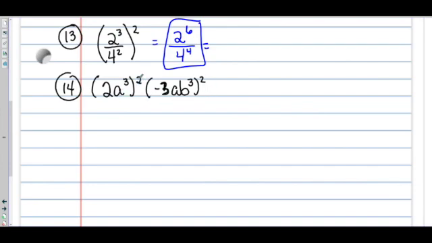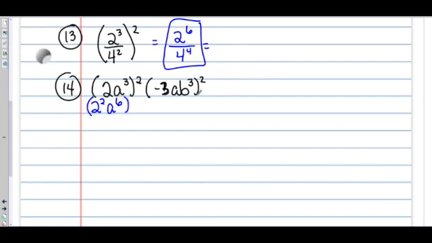Okay, so this exponent 2, remember that it belongs to everything inside the parentheses. So this is actually going to be 2 to the second power. And then here you have a, and it's 3 to the second power, right? A to the third power and then to the second power. So you have a power to a power. You multiply the powers. So 3 times 2, 6.